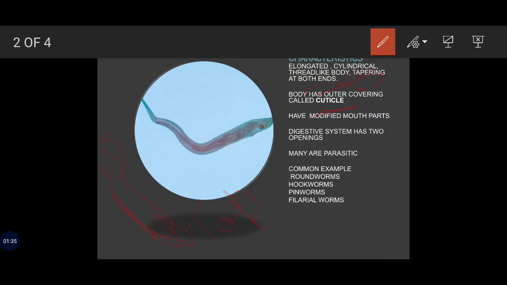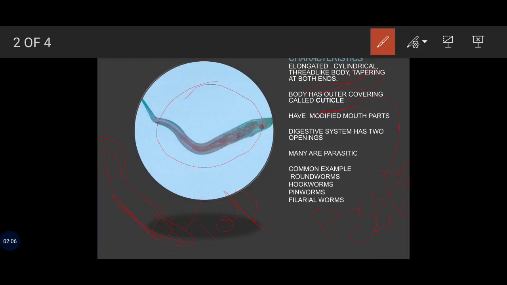They have an outer covering known as cuticle, and this cuticle is basically a thin waxy layer that lines the body and the body opening and keeps the body and its opening protected from the external conditions. So you can say it is a protective layer.